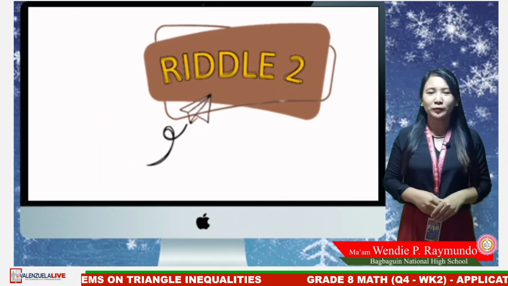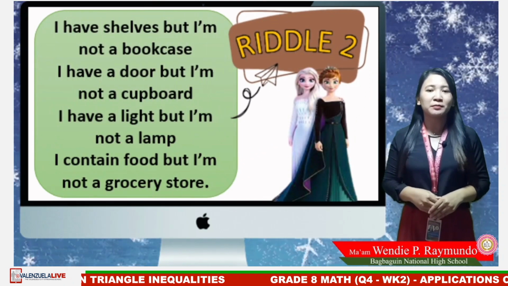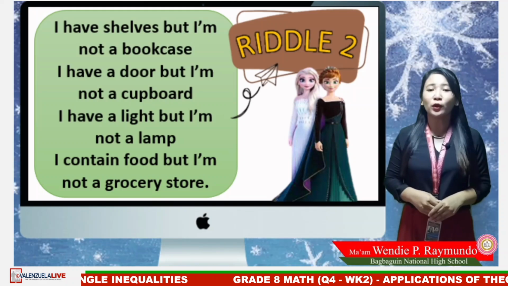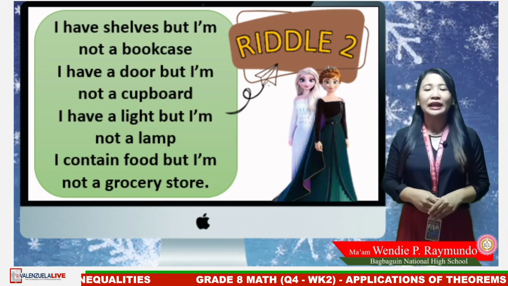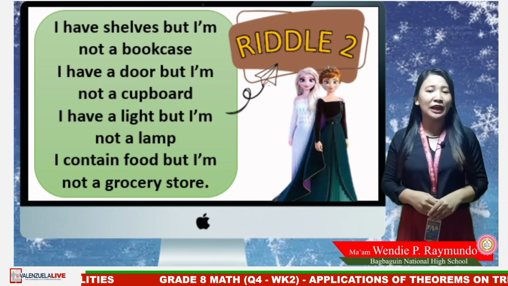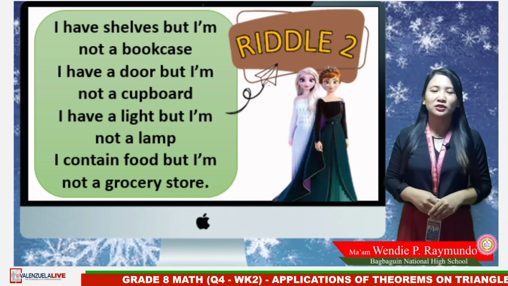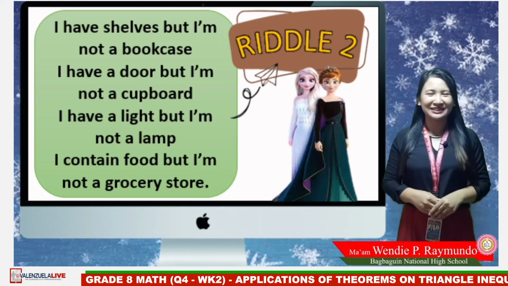Riddle number 2. I have shelves, but I'm not a bookcase. I have a door, but I'm not a cupboard. I have a light, but I'm not a lamp. I contain food, but I'm not a grocery store. What am I?